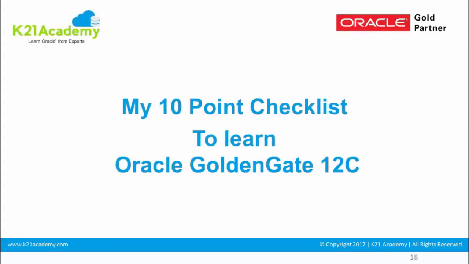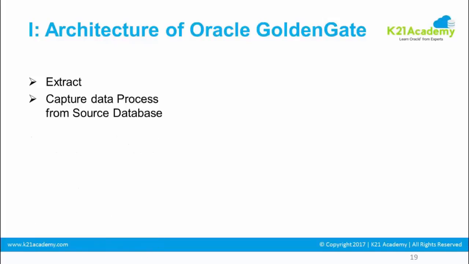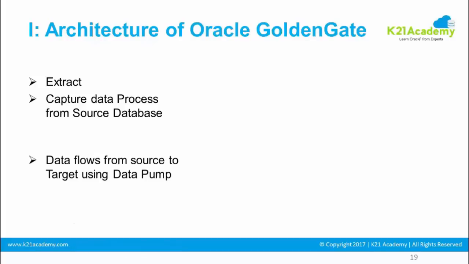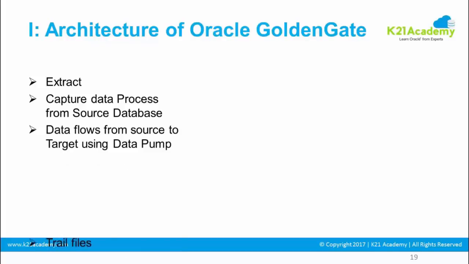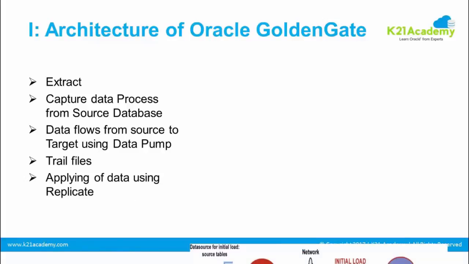So here is my 10-point checklist to learn Oracle GoldenGate 12c that will make you an expert in GoldenGate. So first is the architecture of Oracle GoldenGate. As we discussed, the architecture of Oracle GoldenGate is very important. It contains your extract process, how it captures data from the source database, how data flows from source to target server using the data pump, what GoldenGate trail files are, and how to apply the data using replicat.